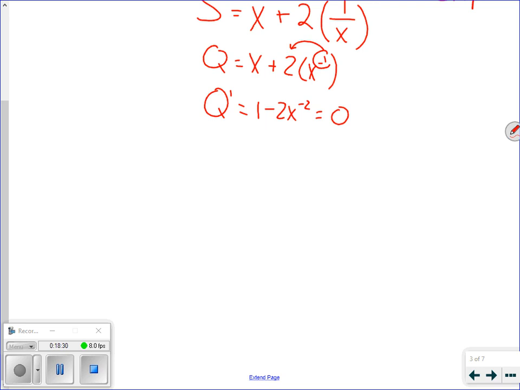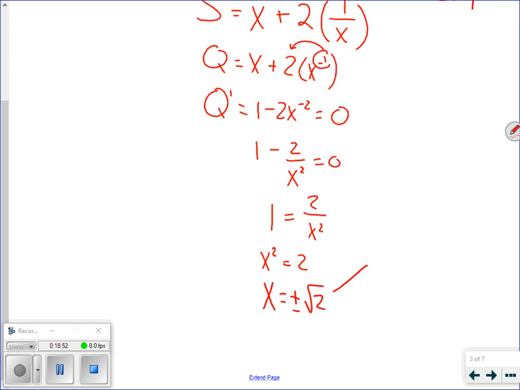Okay, so I think that's not too terrible. We could say 1 minus 2 over x squared equals 0. 1 equals 2 over x squared. Maybe multiply both sides by x squared and take the square root. If I take the square root, I get x is equal to plus or minus the square root of 2. But remember that we only are looking for positive numbers, so we're going to reject negative square root of 2 because it's not in our domain. Okay? Always reject a solution that is not in your domain.